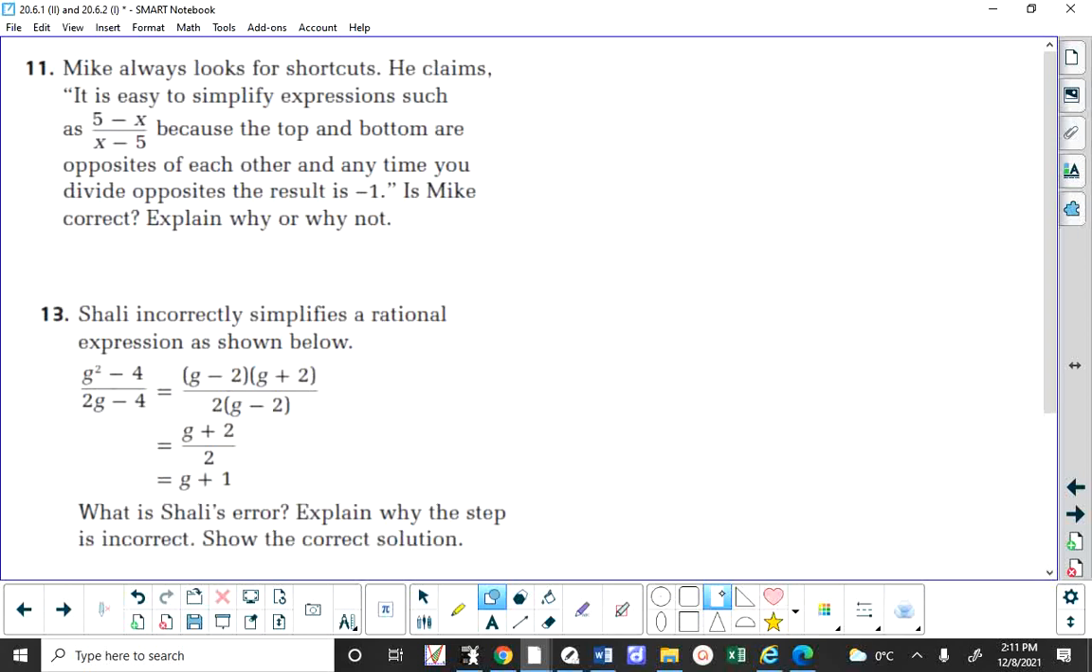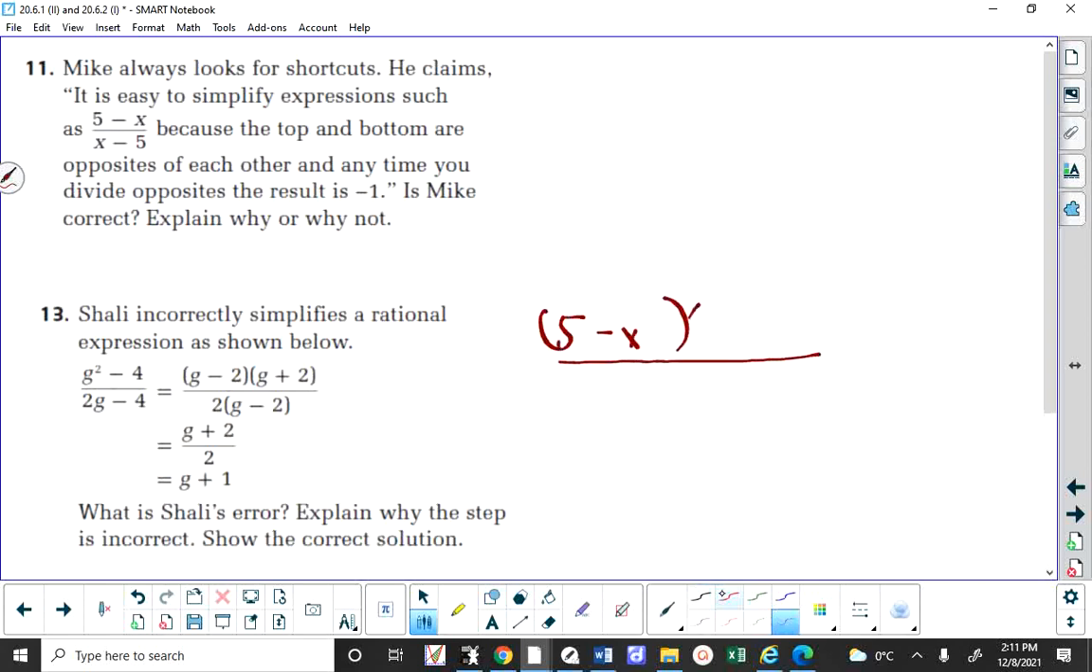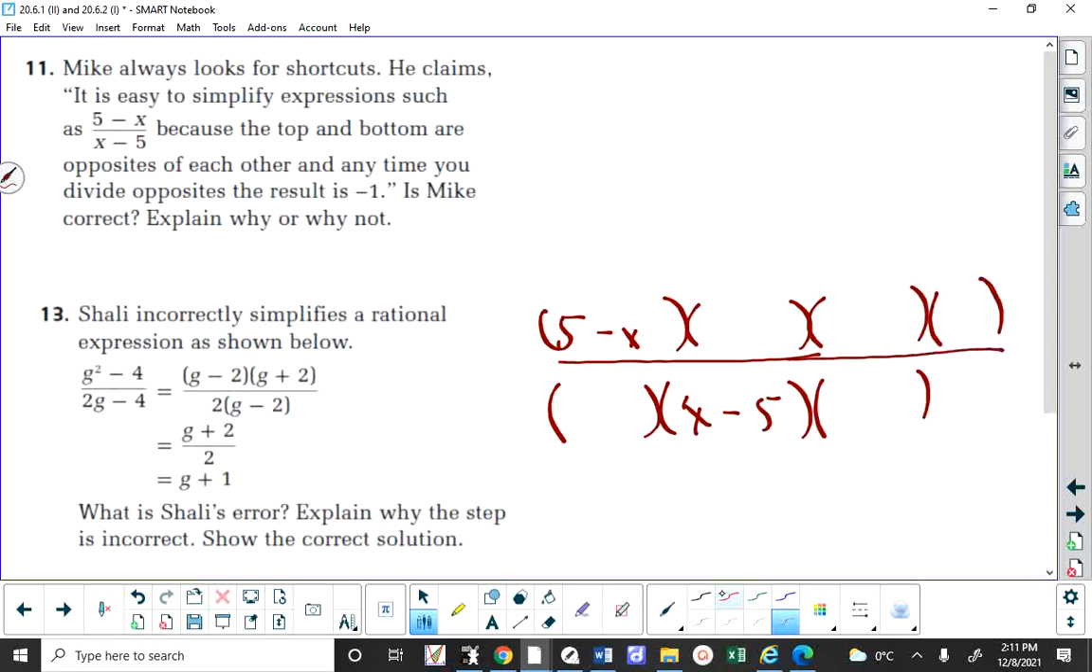So anytime you're working on a problem and you see opposites on the top and the bottom, feel free to do this and put a negative 1 wherever you like. You can put it on the top and maybe multiply it into one of the factors on the top. You could put it on the bottom. You could just hang it out in front of the whole thing. You were allowed to do that.